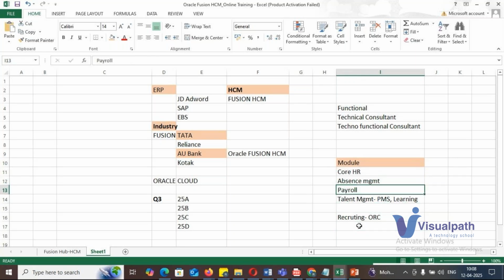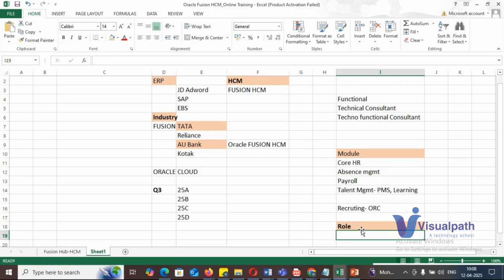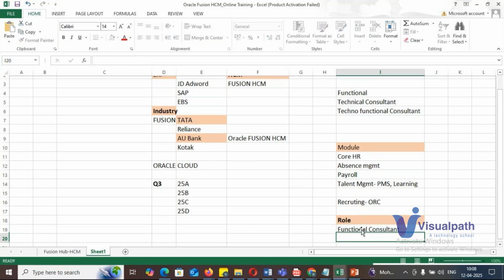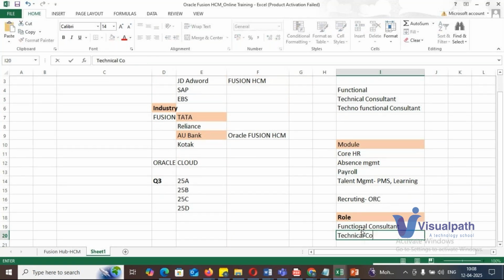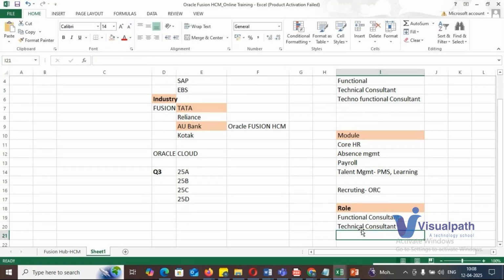And the second thing: what would be the role in the company after this training? When you apply for a job, your role would be as a functional consultant, a technical consultant, or a techno-functional consultant.